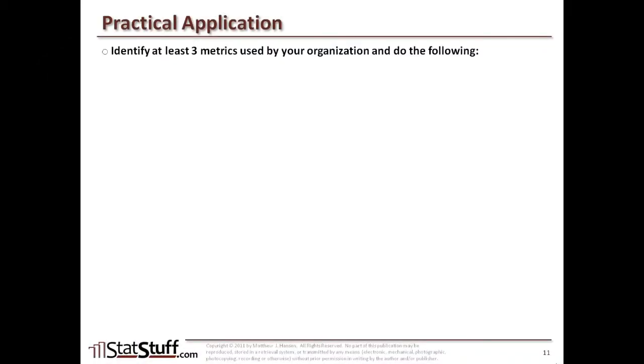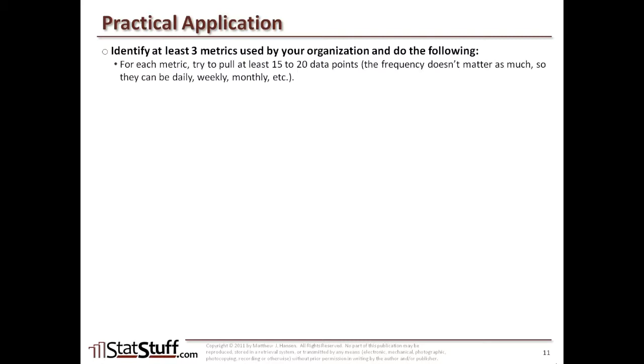All right, before we close this lesson, let's discuss how we can apply some of these concepts in a practical way. Well, I'd like you to identify at least 3 different metrics that are used by your organization and try to do the following things. First of all, for each metric, try to pull at least 15 to 20 data points for that metric. The frequency doesn't really matter, so it could be daily, weekly, monthly, or whatever. The point is just try to grab at least 15 to 20 different data points for each of those different metrics. And then try to run the descriptive statistics that we've described in this lesson.